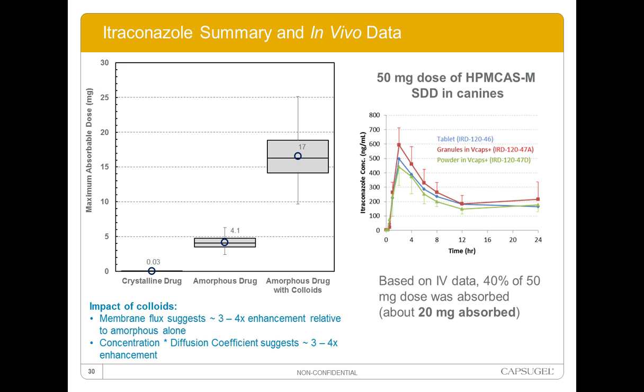So for these formulations, we actually were able to dose them in a dog model. All of the formulations that were dosed, we were actually looking at final dosage form effects of HPMCAS-M dispersion. So all of these are from HPMCAS-M, just different final dosage forms. And what we see is that for a 50 milligram dose into dogs, we get about 40% absorption, which corresponds to about 20 milligrams being absorbed in a dog model. So this is pretty consistent with our rough estimation that we got from the MAD calculation.